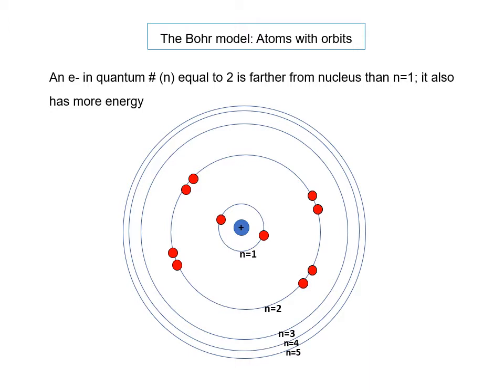So like we said, for an electron in n equals 2, the n is called the quantum number. N equals 2 is farther from the nucleus than n equals 1. And also note that electrons in n equals 2 have more energy than electrons in n equals 1. So the farther we get from the nucleus, the more energy the electron has.